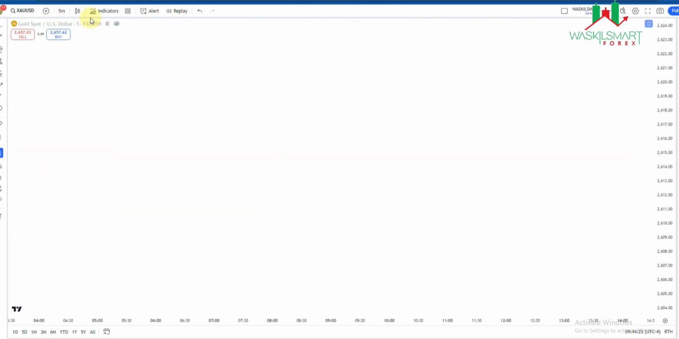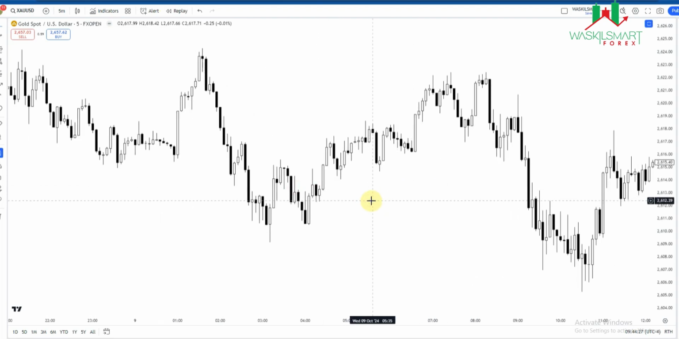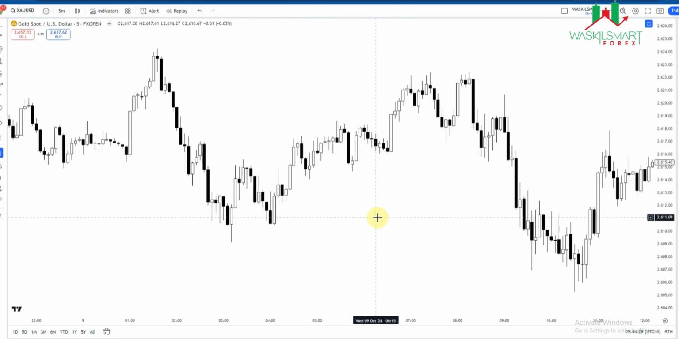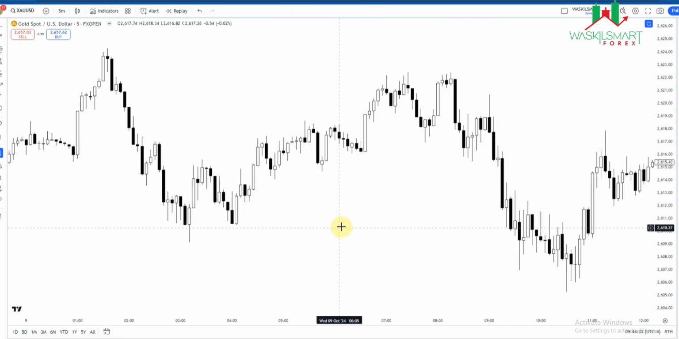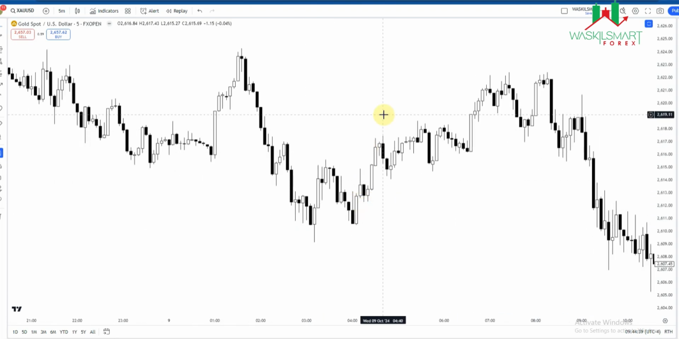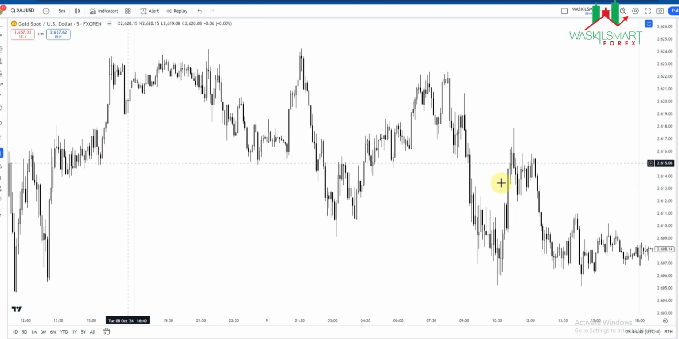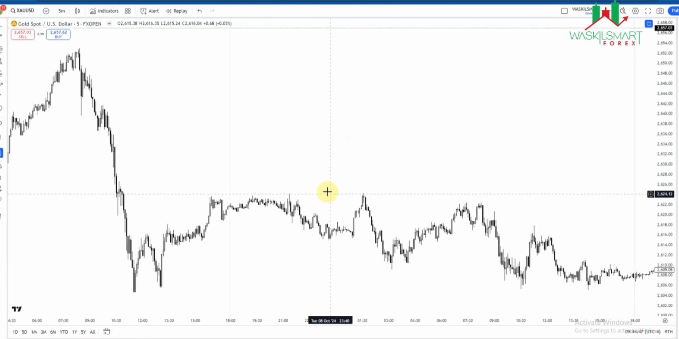Okay, this is the gold here. I will show you Wednesday, the 9th of October 2024, just this week's trade. This is Wednesday, starting from here and closing here. This is the 5 minute chart.